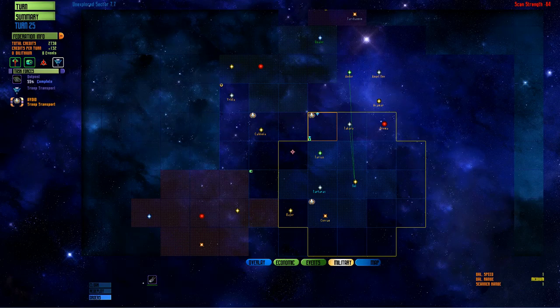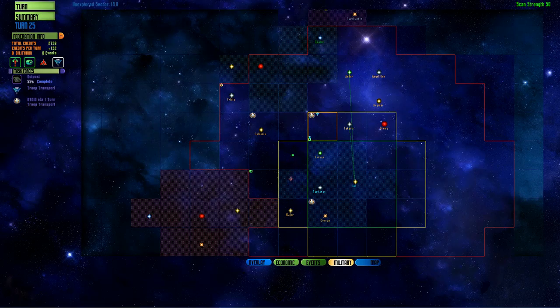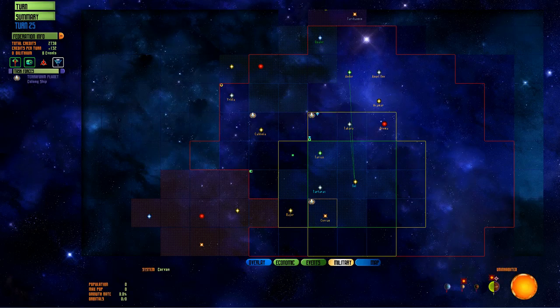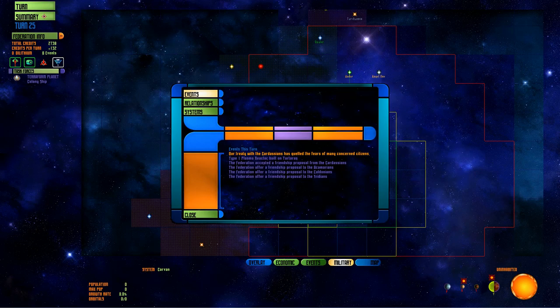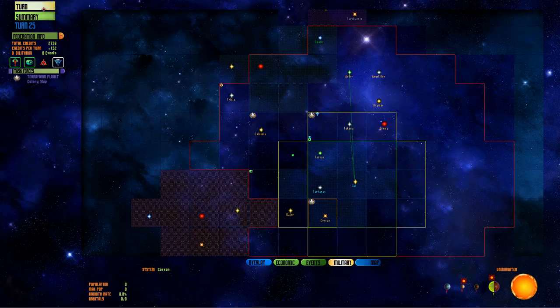So let's move over here then. We'll build our outpost over here. And this one has finished. It has not. So we'll build a bunch of things. Go to the next thing.